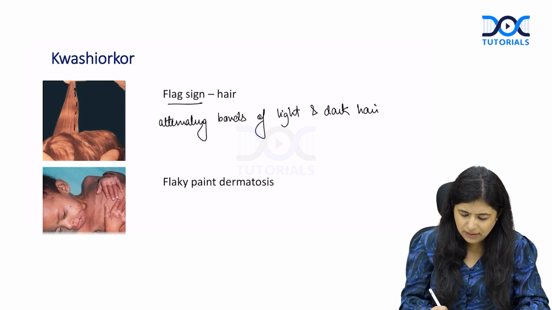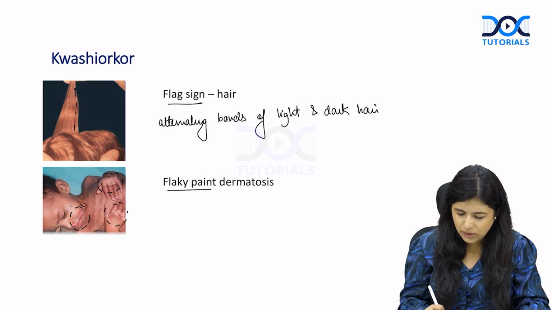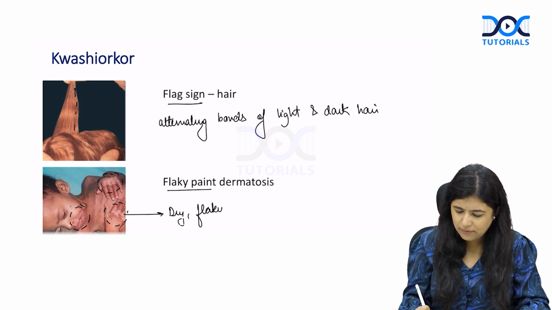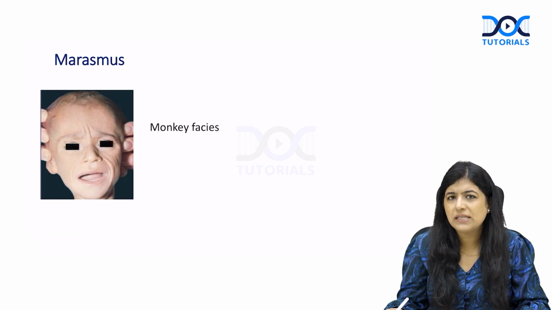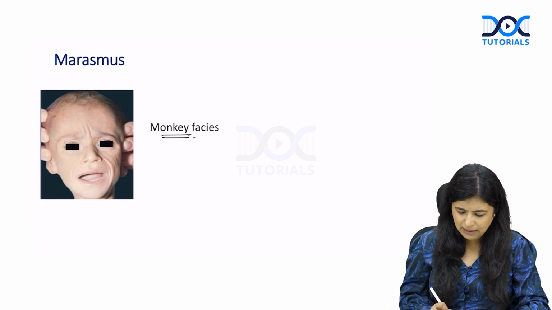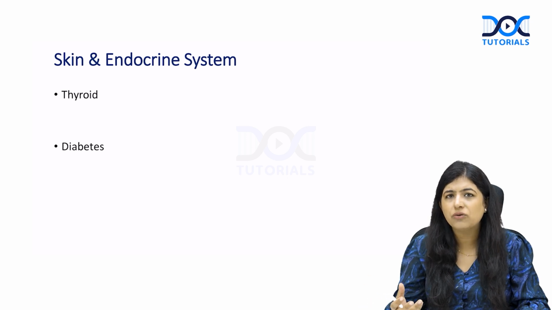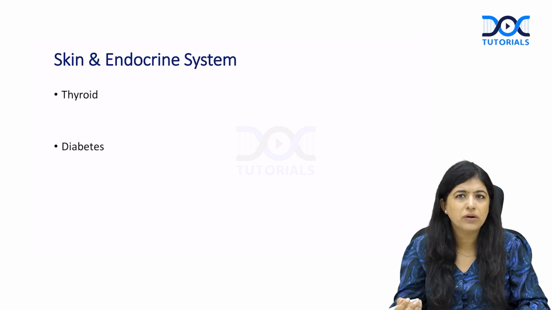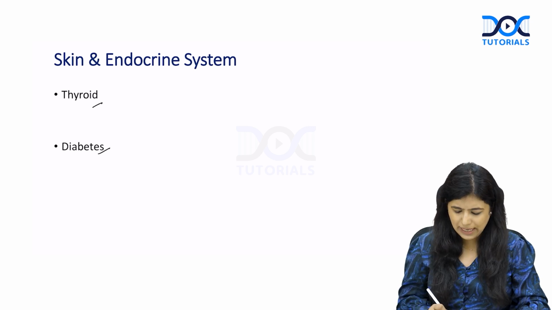Then on the skin, there is this scaly skin which is flaking off. It is called as flaky paint dermatosis. So what are the things that you see in the image? Dry, flaky skin. Marasmus, the typical facies that we see are the monkey facies. Now, coming to skin and endocrine systems, there are certain endocrinological diseases which also show important cutaneous features. We'll be reading about thyroid and diabetes.